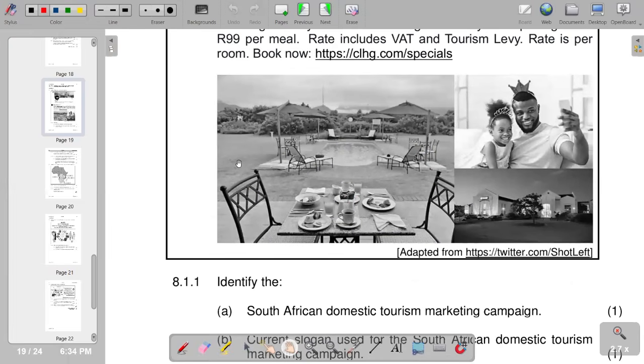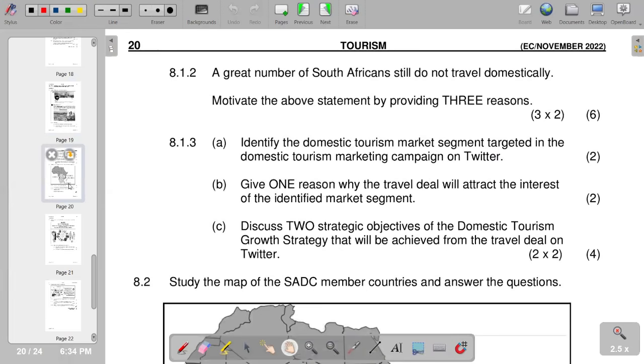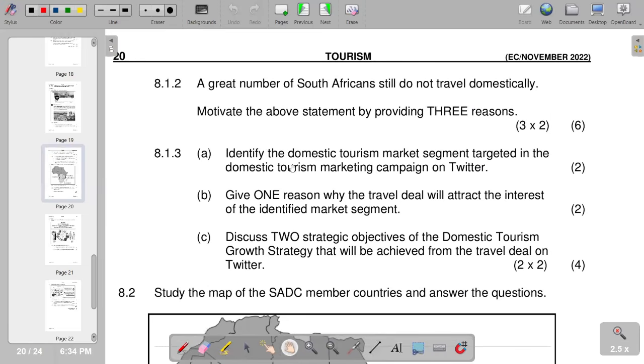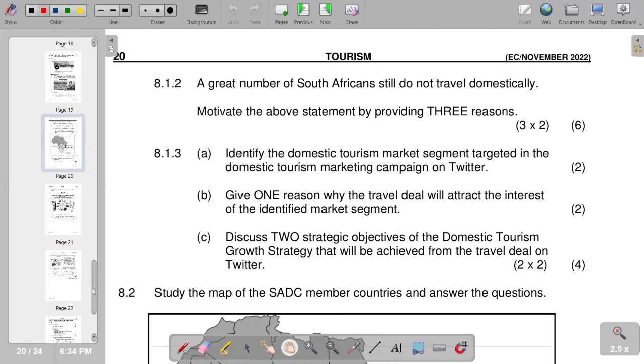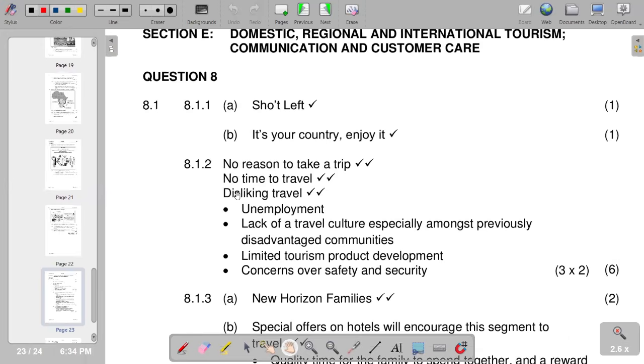So moving on to the next part, which is now 8.1.2. A great number of South Africans still do not travel domestically. Motivate the above statement by providing 3 reasons. So the reasons for not traveling domestically, as mentioned, are as follows.